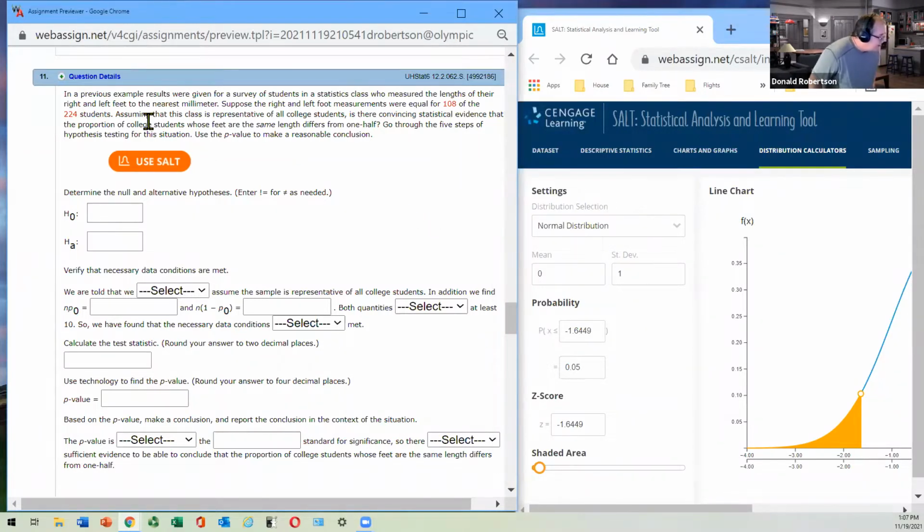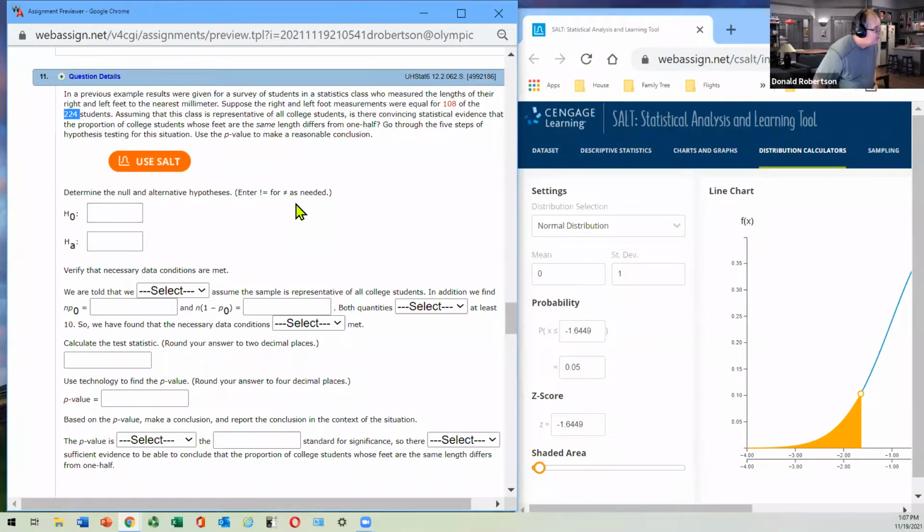In a previous example, results were given for a survey of students in a stats class who measured the length of their right and left feet. And they found that 108 of them out of 224 had feet that were the same length, which isn't a surprise, not to me at least. Assuming that the class is representative of college students, is there convincing evidence based on this data that the proportion of college students whose feet are the same length differs from 1/2?